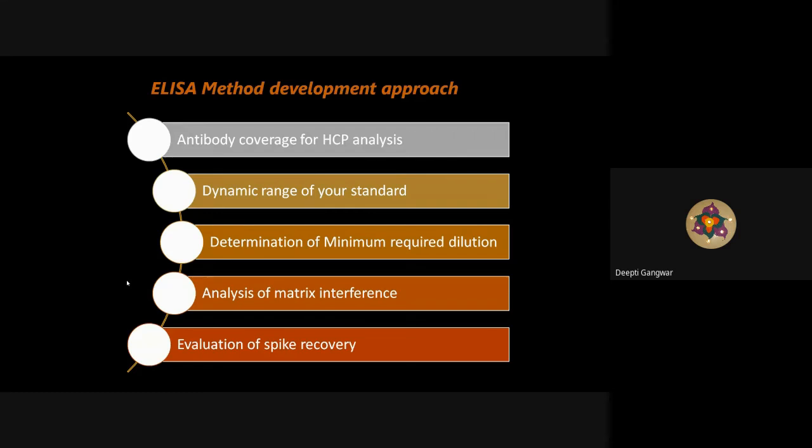So as I just mentioned, even as on current date, with respect to HCP quantification, ELISA is still considered a gold standard technique. To develop an ELISA method, we have to follow certain rules. Number one, as I mentioned, for your HCP analysis you have to show the antibody coverage. Then, what is the dynamic range of your standard? The determination of minimum required dilution, the analysis of matrix interference, and evaluation of spike recovery. Once you are developing a method for your HCP quantification by ELISA, you have to take care of all these parameters once you nail down your final method. So let us talk about them one by one.